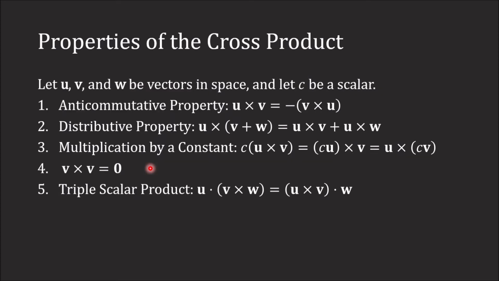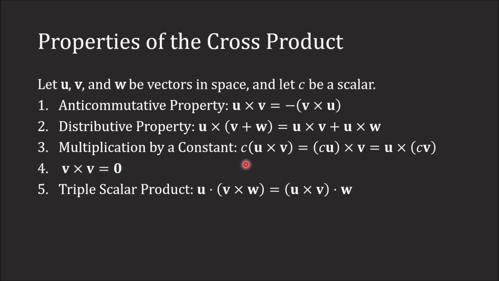So properties of the cross product. Let U, V, and W be vectors in space, and let C be a scalar. We have the anti-commutative property, which says that U cross V is equal to negative V cross U. We have the distributive property, which says that U cross (V plus W) is equal to U cross V plus U cross W.